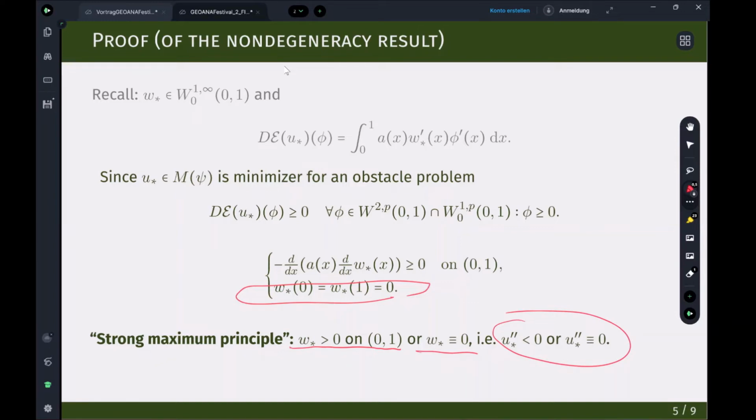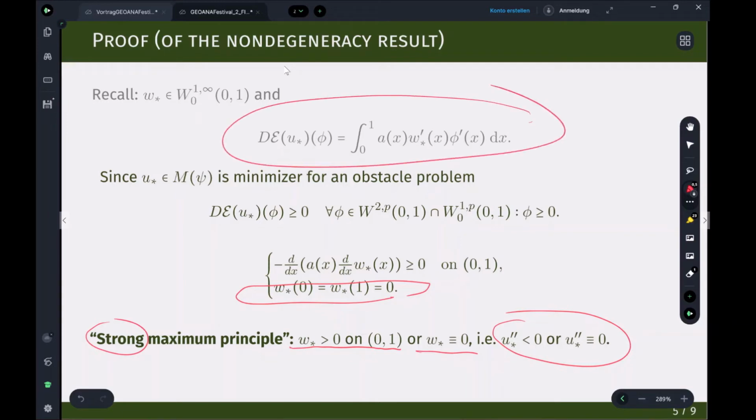Either u star prime prime is less than 0 everywhere, or u star prime prime is identically equal to 0. So this one can actually get with the strong maximum principle, since 0 is the absolute minimum value of W star. I have to say something here, which we will talk about in the very end of the talk. So I'm now applying the strong maximum principle to a weak solution. And one can of course ask if that is actually allowed.